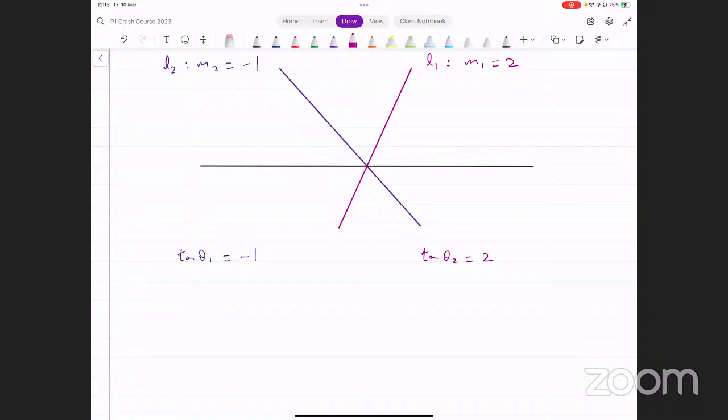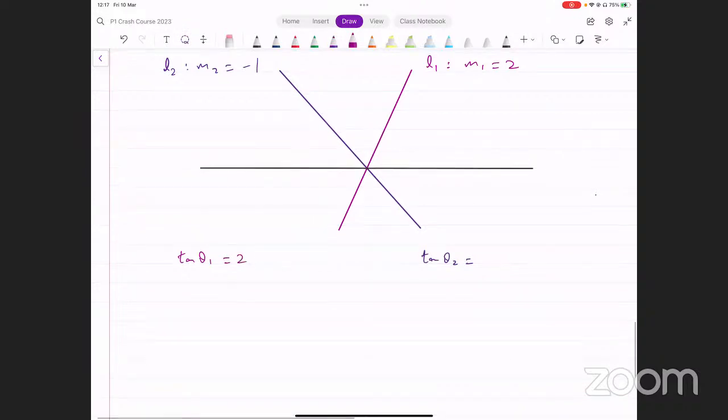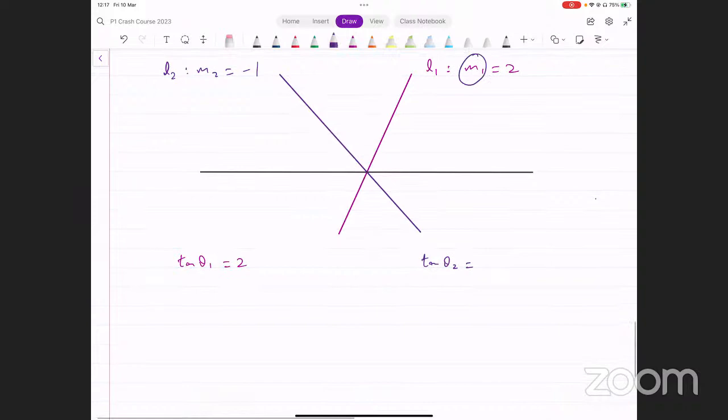I think I've written it the other way around. Let me write tan θ equal to 2 here. Yeah, okay, let me just change this. Reverse the order. Tan θ1 is actually 2. It doesn't really matter, by the way, which one you call θ1 or θ2, but in this case, we had called this M1. So let's have θ1 corresponding to M1. So tan θ1 equals 2 and tan θ2 equals -1. Let's find the values of these angles that we get from this.